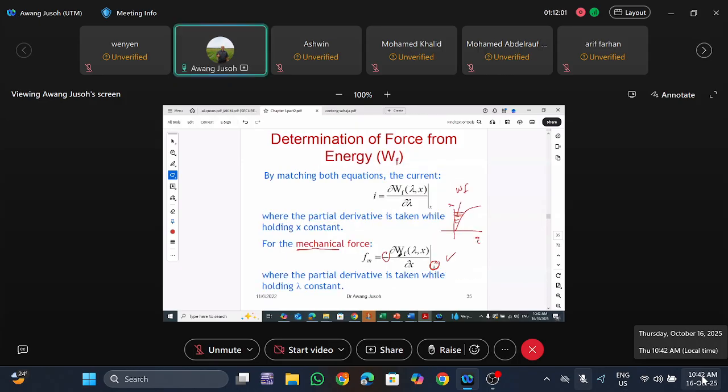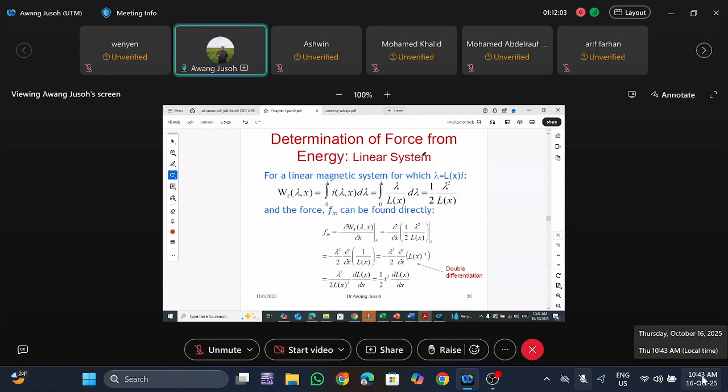While doing that, lambda must be constant. Okay, so if the system is linear, meaning a straight line, lambda-I linear, then we can do something. A little bit changes because it is linear. So I d lambda can be represented by the equation of this one. You know the slope there. This slope L equals lambda over I. Remember this formula. So I equals lambda divided by L.